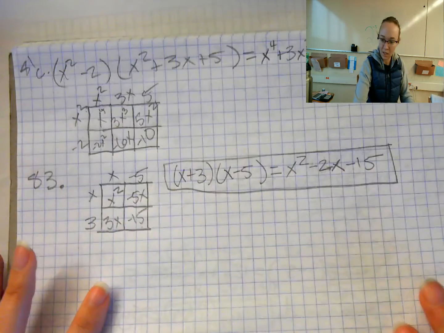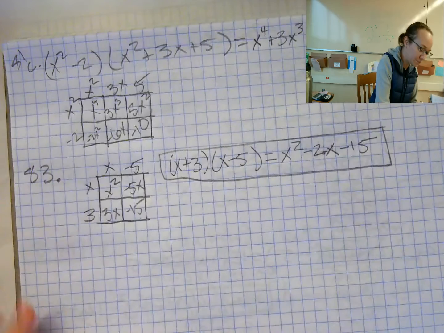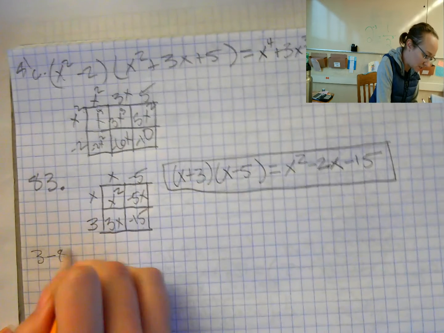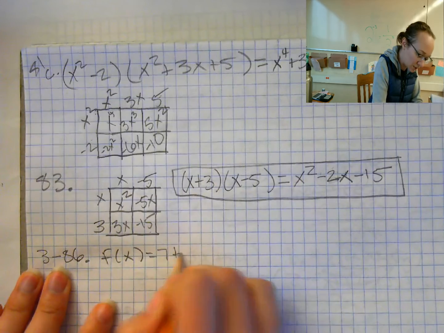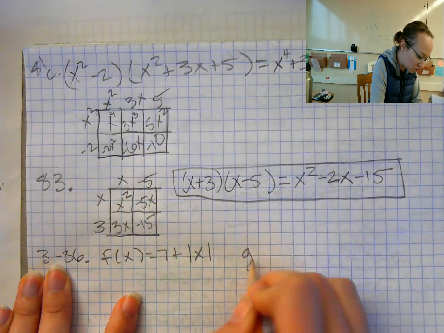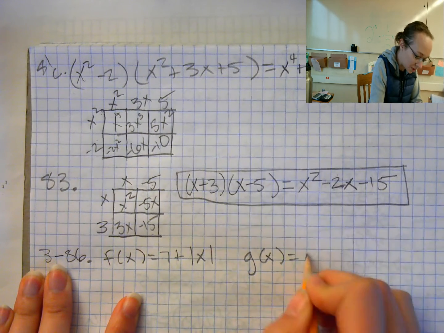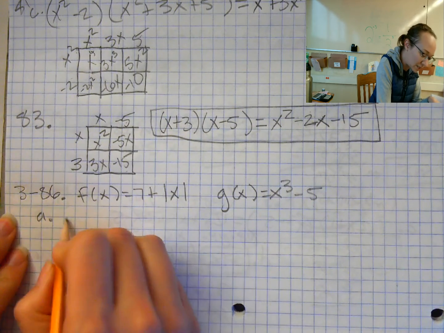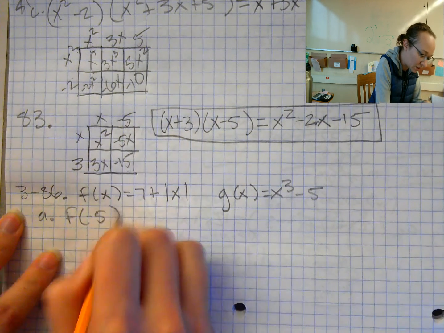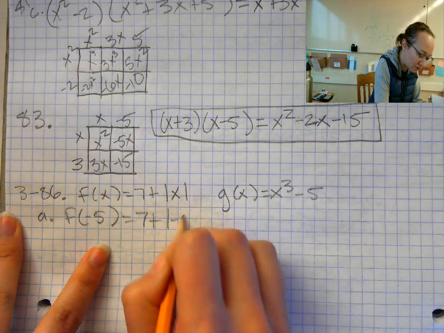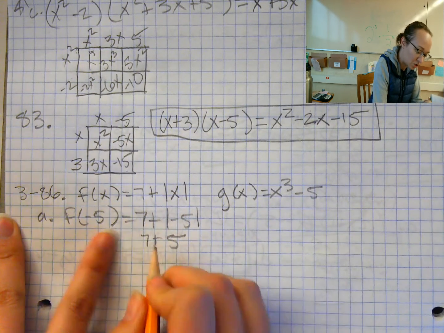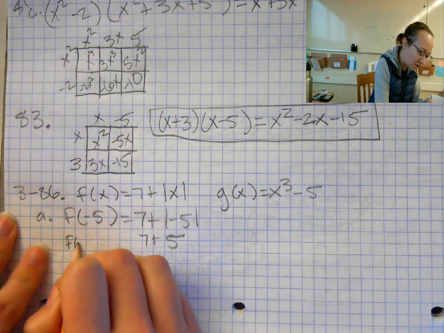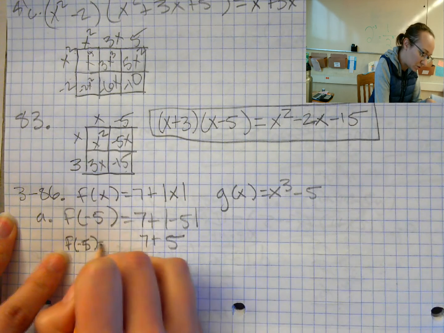All right, and finally, 3-86, we have two rules. We have f of x equals 7 plus the absolute value of x, and we have g of x equals x cubed minus 5. First, we have what is f of negative 5. So that's 7 plus the absolute value of negative 5. 7 plus 5 would give us 12. So f of negative 5 equals 12.